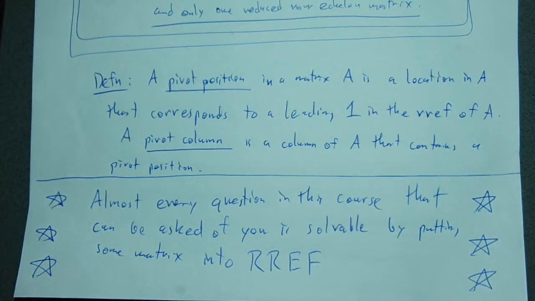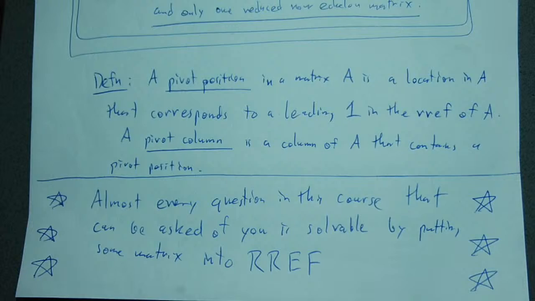It's not exaggerating. From today until basically the end of the course, almost everything I could ask you to do, with only a couple of exceptions, is solvable by putting a matrix into reduced row echelon form. So what does that mean? It means that you have to get good at this. You have to put a matrix into reduced row echelon form hundreds of times in this course, so you have to be proficient at it. This is something you have to get used to doing.